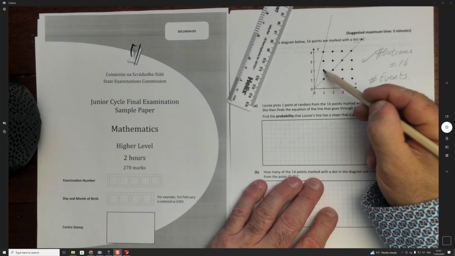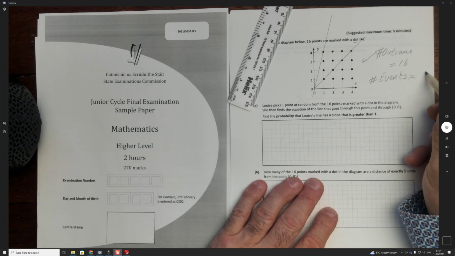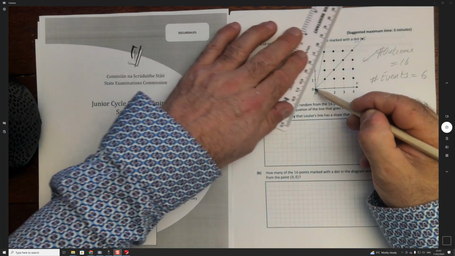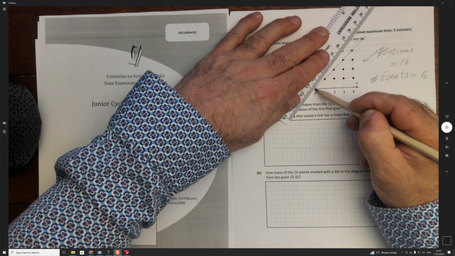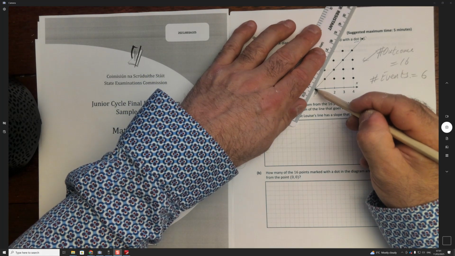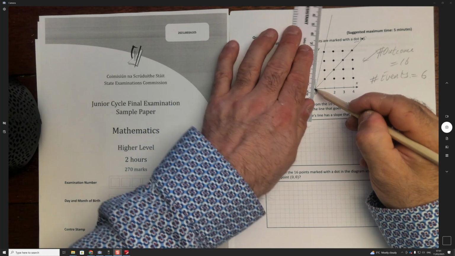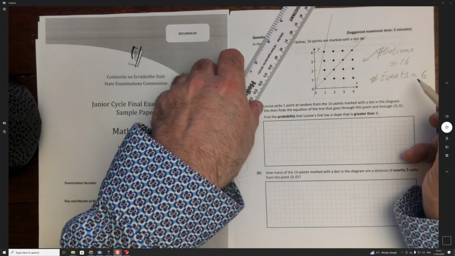Okay, now what are events? 1, 2, 3, 4, 5, 6 equals 6. There are 6 events because that will give us slopes. That'll be the smallest slope bigger than 1. That'll be the next, and the next, etc. There'll be one there, there'll be one there, and so on. Okay, there are 6 of them.